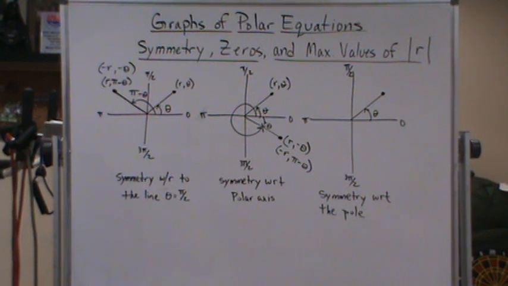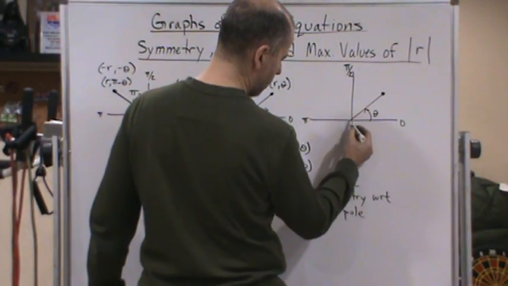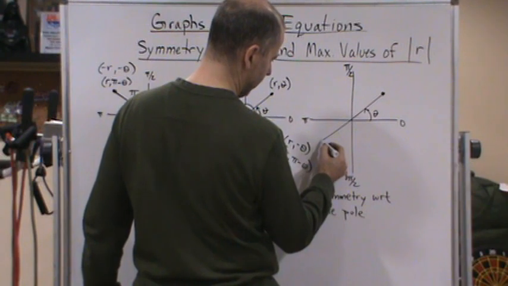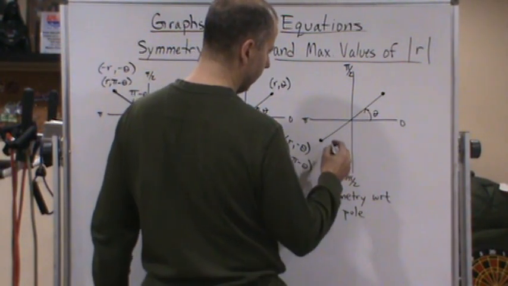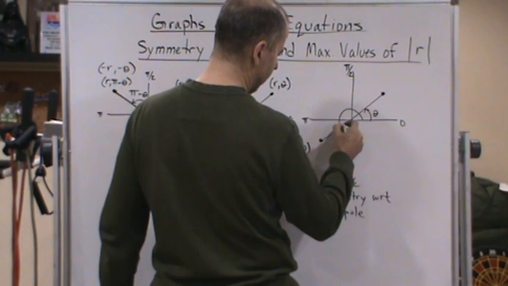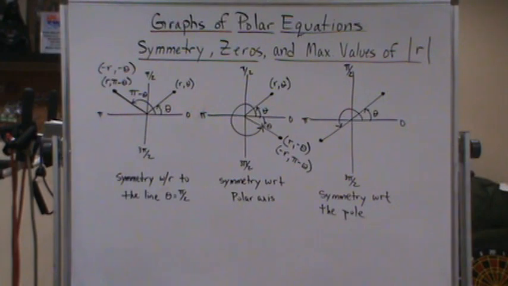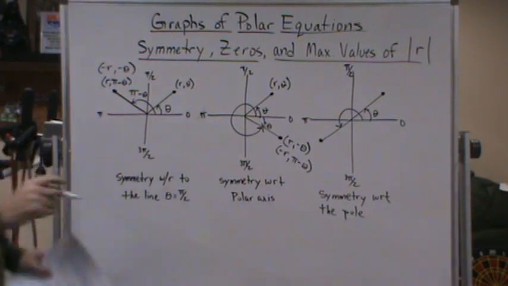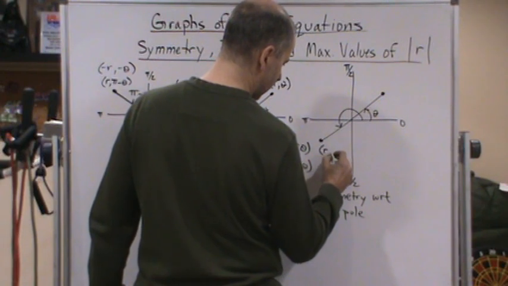And then finally, what about symmetry with respect to the pole? Okay, that would mean that if we have a point here, we have another corresponding point, 180 degrees, that we would plot over on this side. Okay, and so that would be over here.